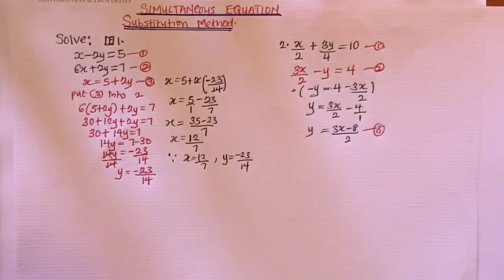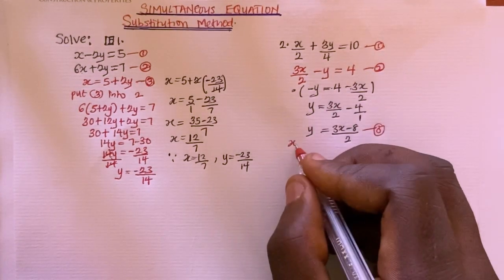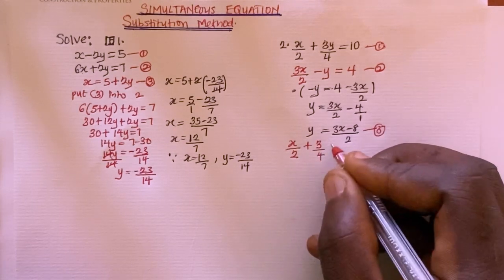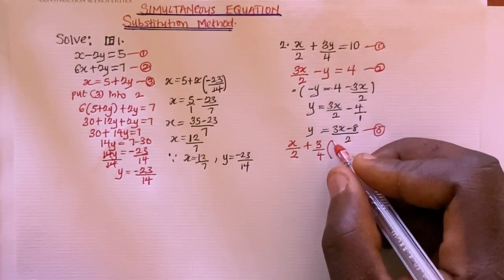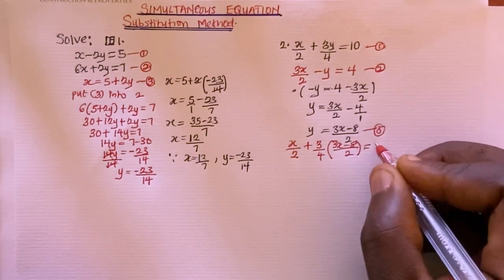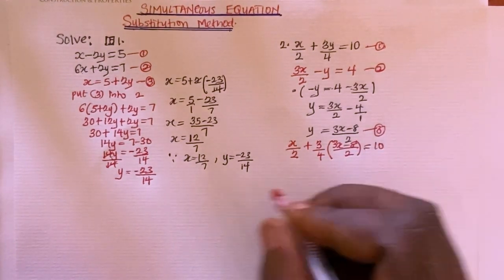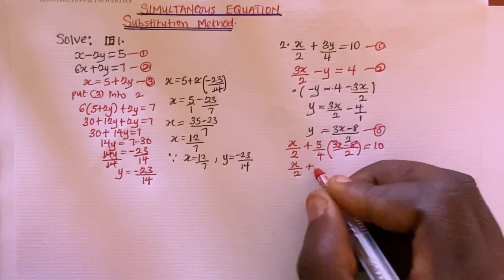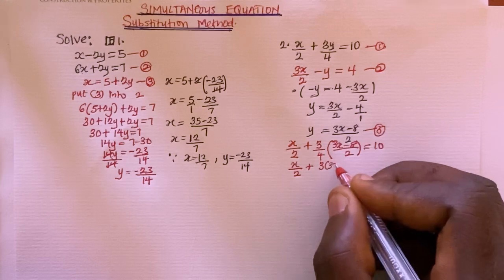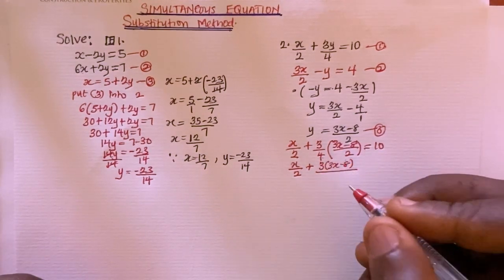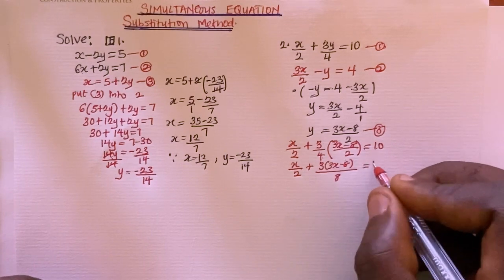So that I'm going to have x divided by 2 plus 3 divided by 4 into brackets, my y, which is 3x minus 8 divided by 2, equals 10. Now if I simplify this expression further, I'm going to have x divided by 2 plus 3 into bracket 3x minus 8, then divided by 4 multiplied by 2, that's actually 8, equals 10.